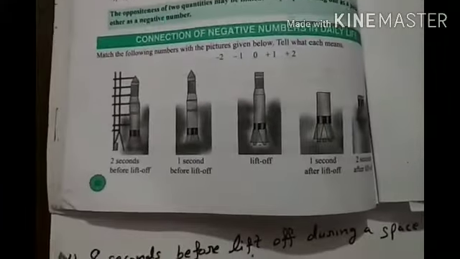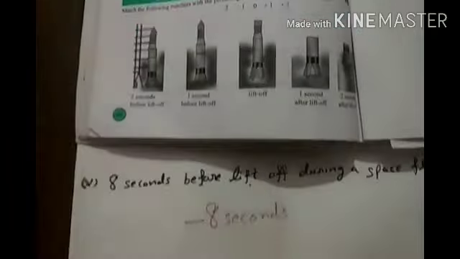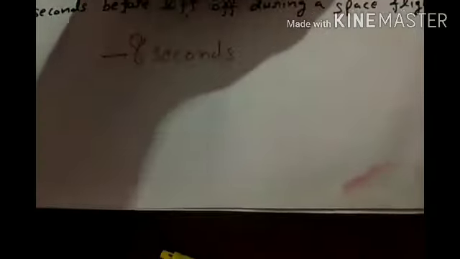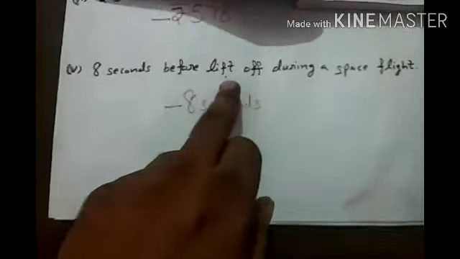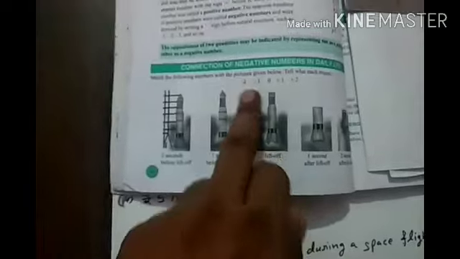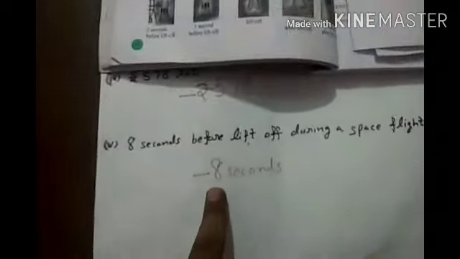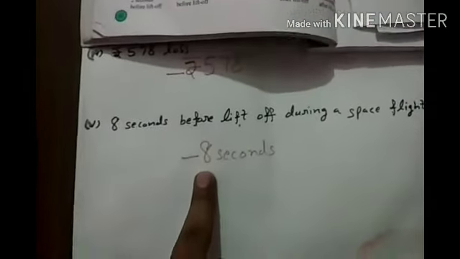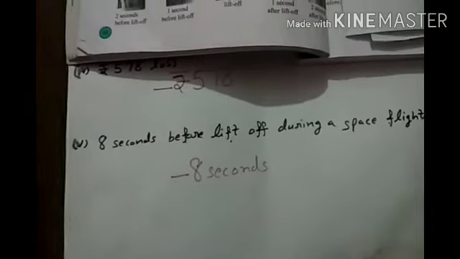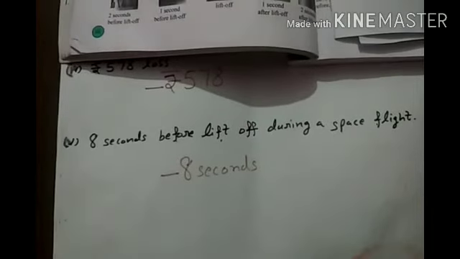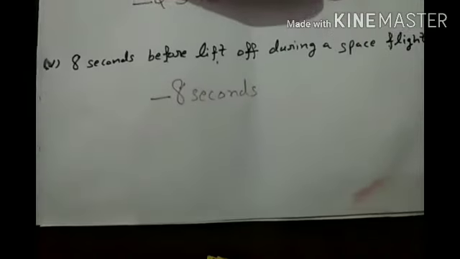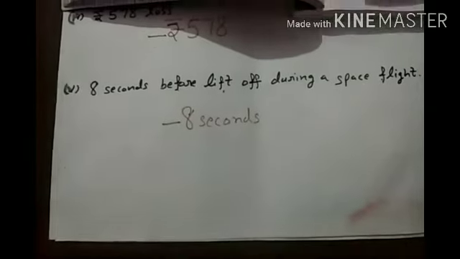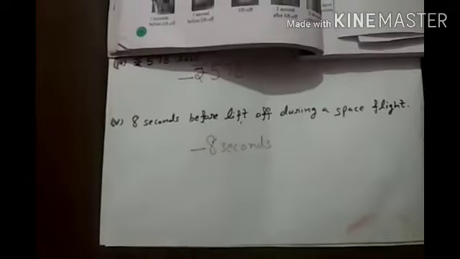So with this type of figure you will decide what our question is. 8 seconds before liftoff. So in the before liftoff situation we are considering the negative integer. Therefore I will write -8 seconds here. So in this way we have solved all the questions regarding representation of negative integers and positive integers as per the given situations.